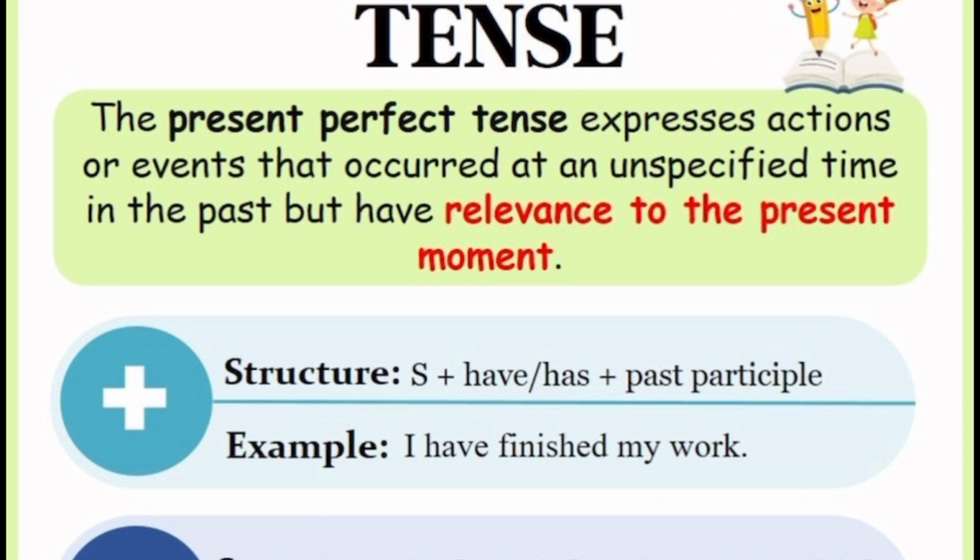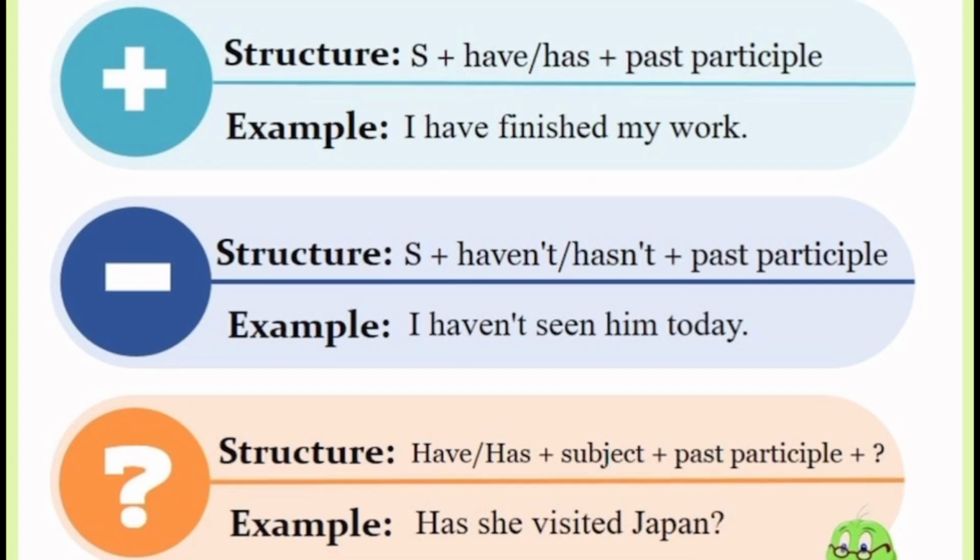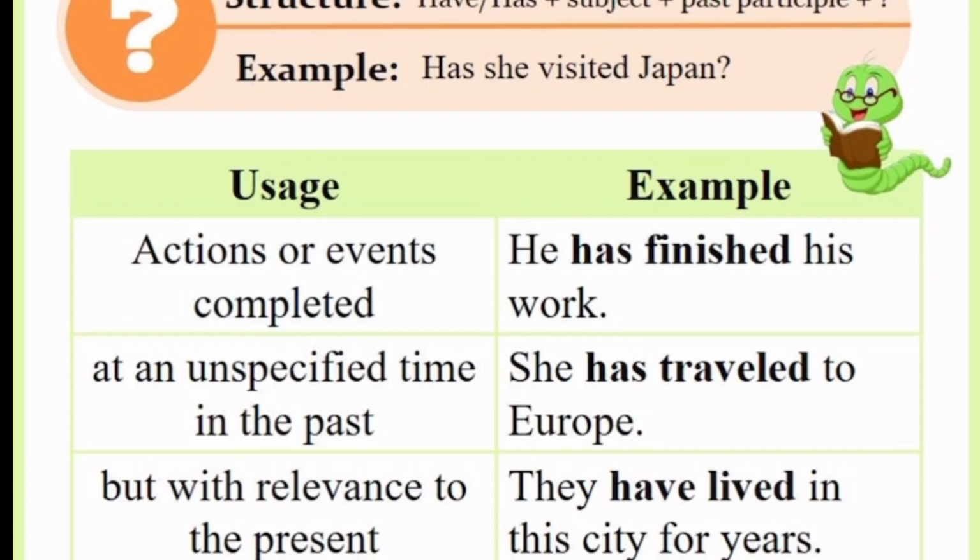So you say, I have finished my work. If we use she or he in that sentence, it will be he has finished his work. So your has or have and your what? Your subject with the word participle. Usage, actions or events completed. He has finished his work. Take note, not past tense. Action that is not specified, that the time is not specified.